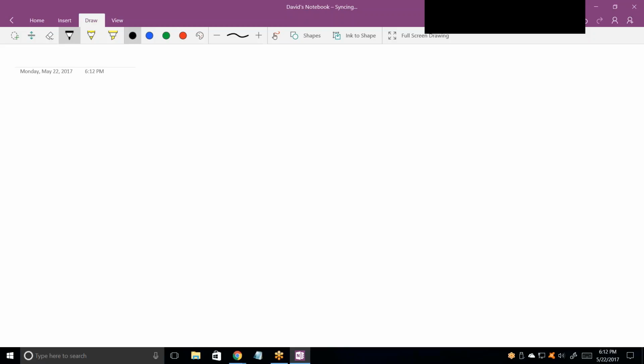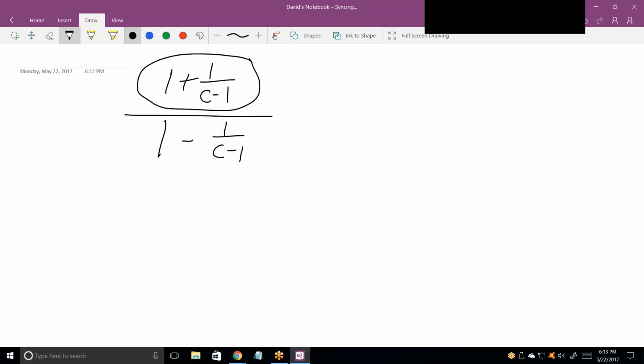Okay. Okay, so the next one has a lot of fractions. On the numerator, it's 1 plus 1 over c minus 1. And then the denominator is 1 minus 1 over c minus 1. Always handle these separately. Do that first. What does that become?